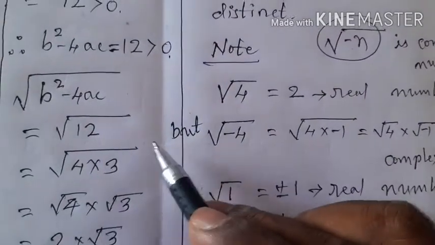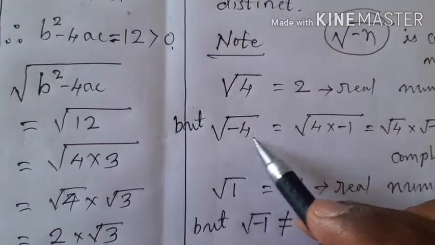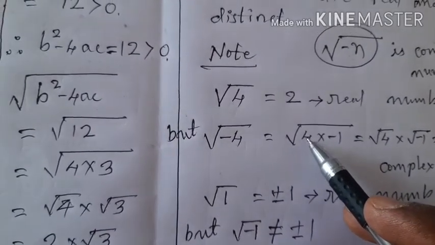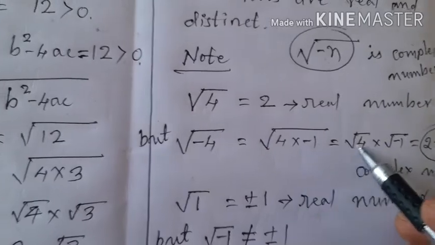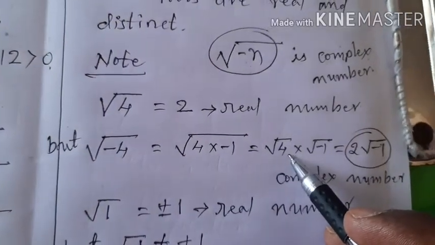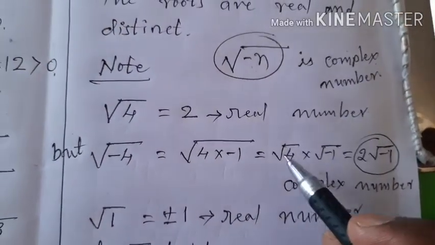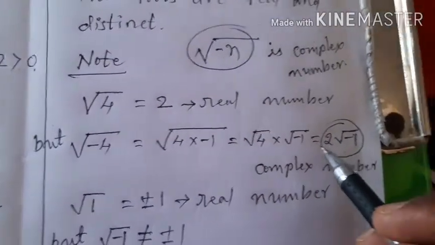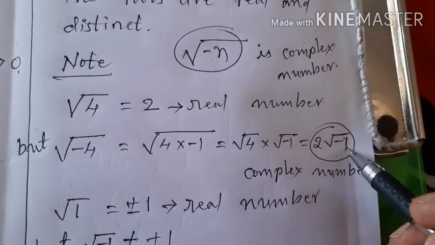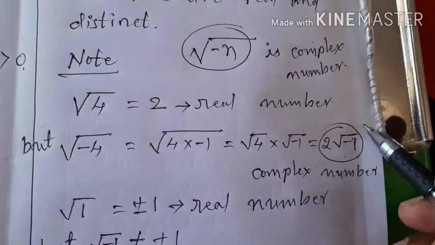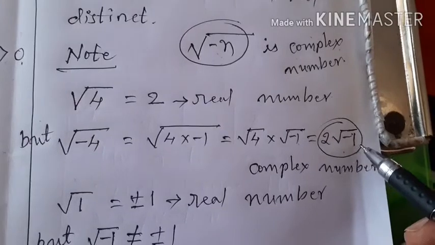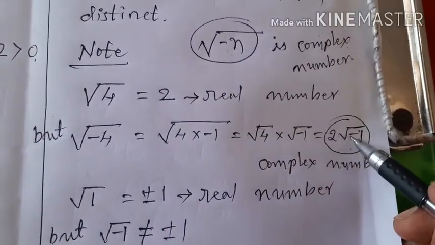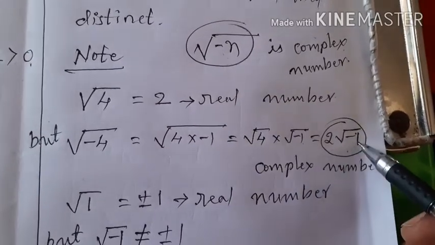But square root of minus 4, I will write as 4 into minus 1. Here I can write it as root 4 into root minus 1. Root 4 is 2, so it is 2 into square root of minus 1. Here under the root you see a negative number, so the entire number is a complex number or imaginary number.